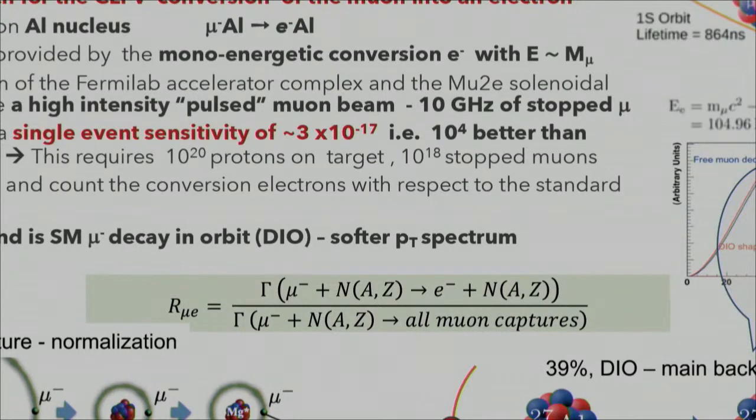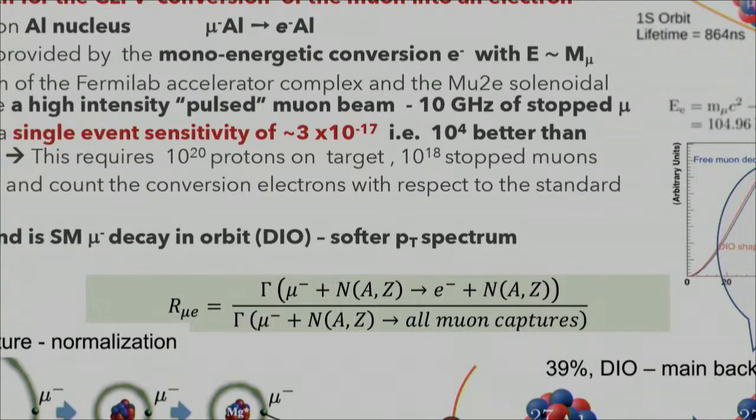And the proton beam of Fermilab is going to produce a very high intensity pulsed beam of 10 gigahertz of stopped muons. The goal is to reach a single event sensitivity four orders of magnitude better than SINDRUM II. Mu2e will detect and count the conversion electrons with respect to the standard muon capture. The main background is the standard model decay of the muon bound to the nucleus of aluminum into an electron and two neutrinos. Here you see the spectral distribution of these two processes.